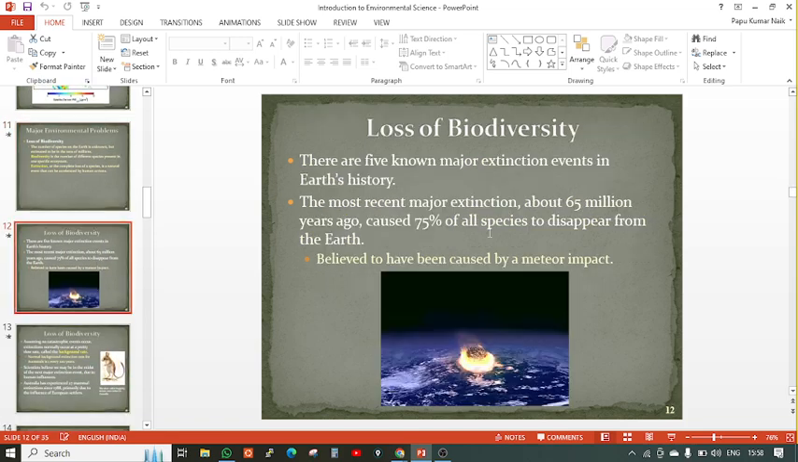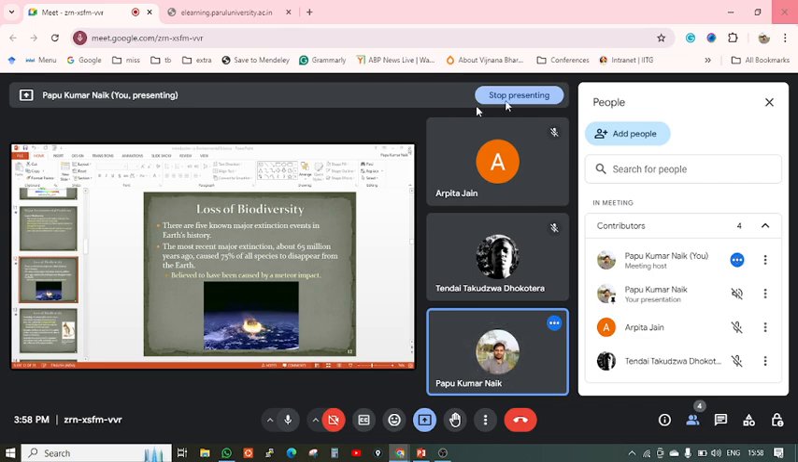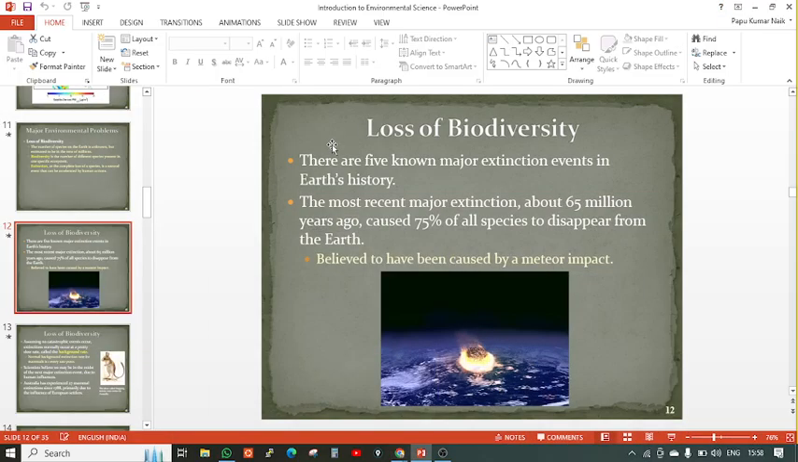Then there are also five known major extinction events in earth history. See, you are also given some data here. What is the extinction history? The most recent major extinction was about 65 million years ago, which caused 75% of all species to disappear from the earth. It is believed that it was caused by a meteorite impact.